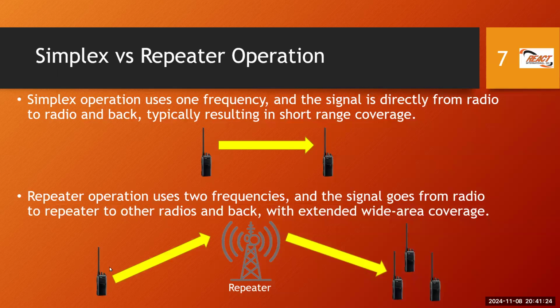In repeater mode, it's one frequency that you are transmitting on and you are listening on another frequency. So one frequency versus two frequencies. And that's a key difference in repeater operation.